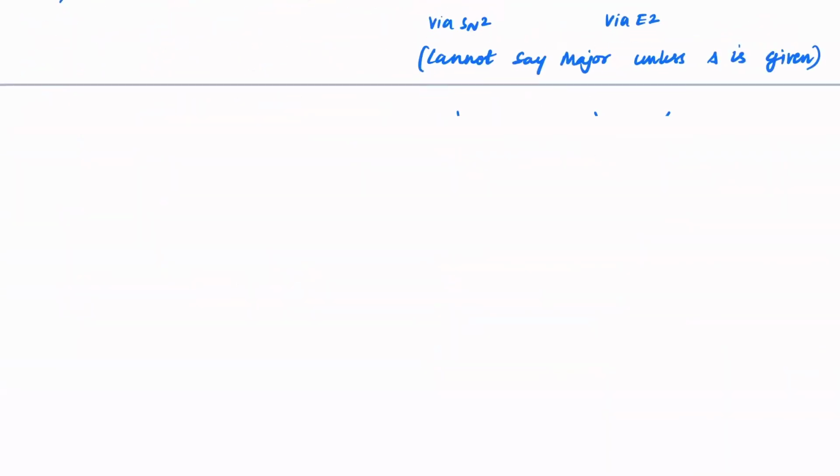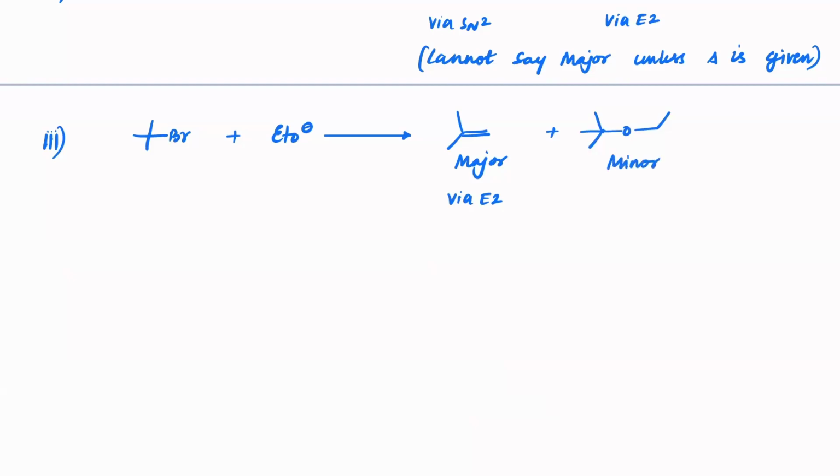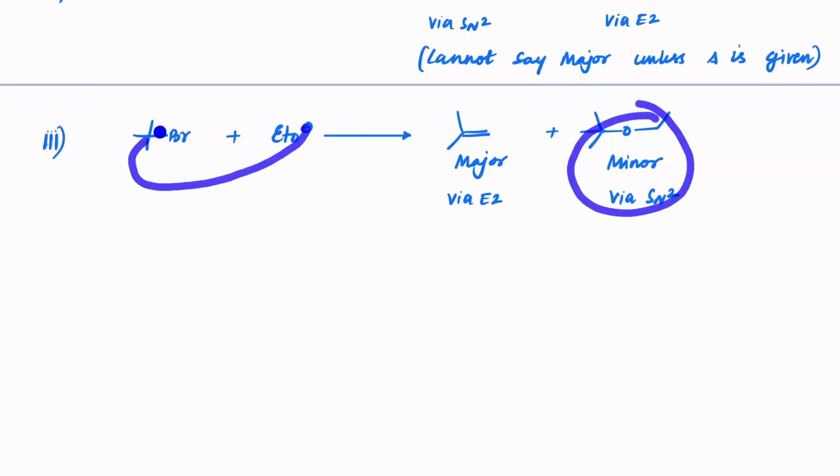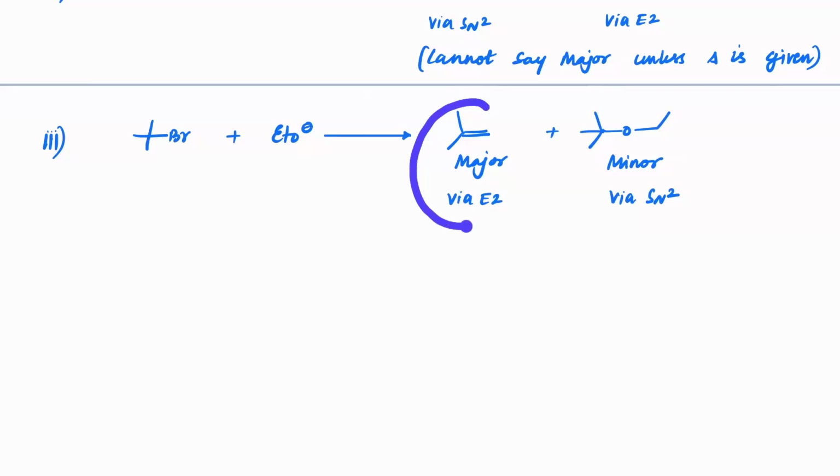See the third case now. The third case is if you have a tertiary alkyl bromide reacting with ethoxide, now we will get an alkene which is coming out via E2, and we have an ether which is coming out via SN2. But here we can definitely say that SN2 is minor, because EtO minus attacking on this position, taking away Br minus, is very, very difficult. So SN2 will hardly happen there. So here the major product will be only via E2 mechanism.